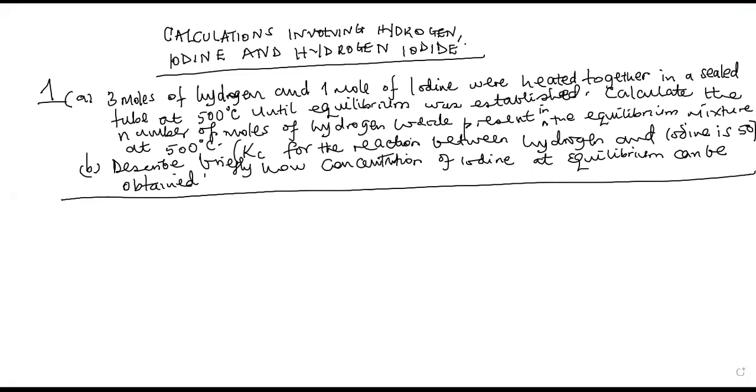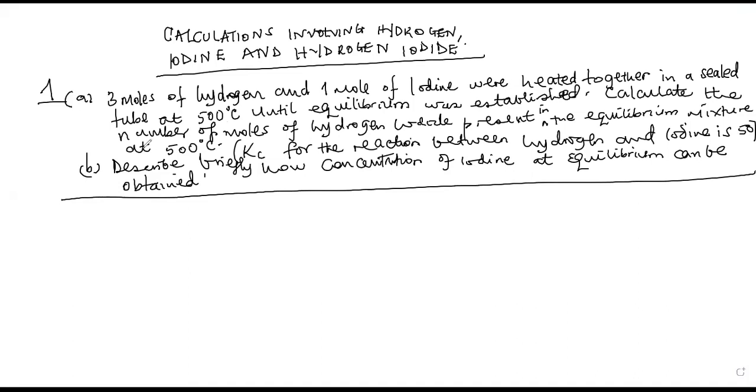Yesterday we were looking at the calculations involving the equilibrium of esterification, whereby we are looking at carboxylic acids reacting with alcohols to form esters. But today we're going to look at those equilibria that involve hydrogen, iodine, and hydrogen iodide. So let's take an example of the question given.